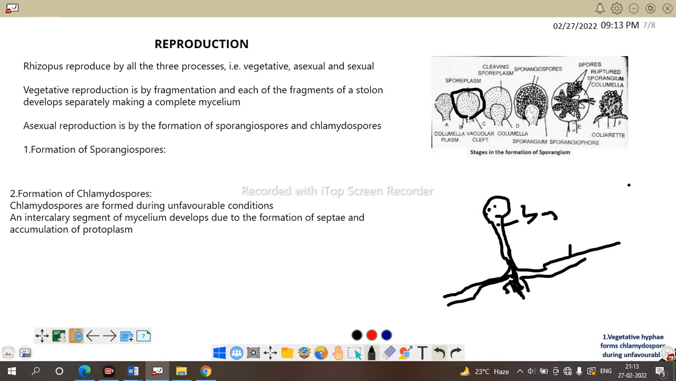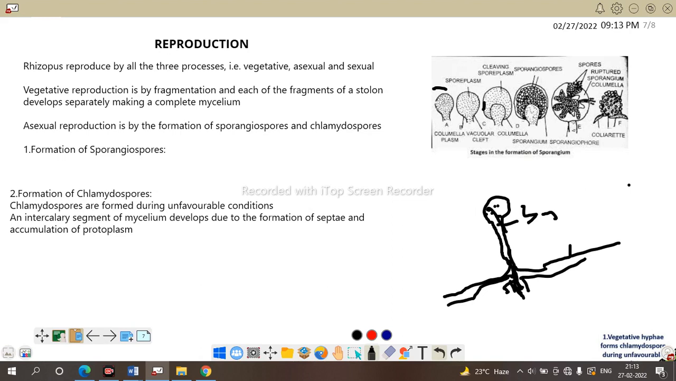Here is the sporangiophore, and here the nucleus and cytoplasm get inward, and as the nucleus and cytoplasm are there, it starts to swell up. The swollen part enlarges and develops into a large round structure. With maturity, the protoplast inside the sporangium is differentiated into a thick dense layer, and this thick dense layer is known as sporoplasm.